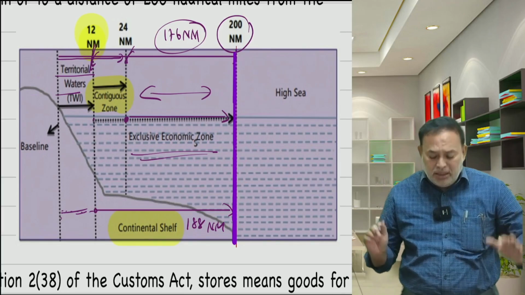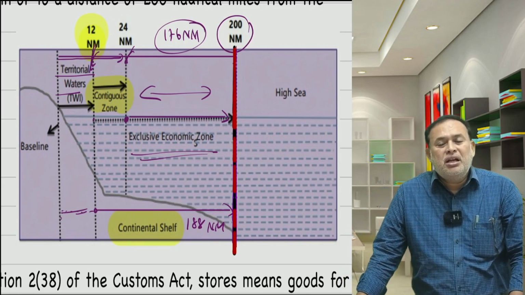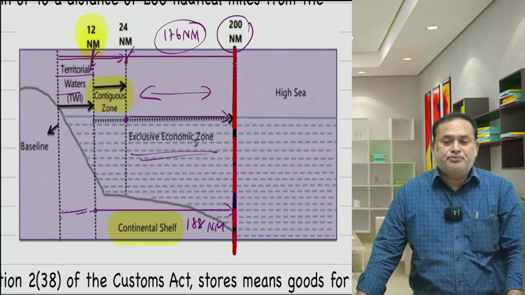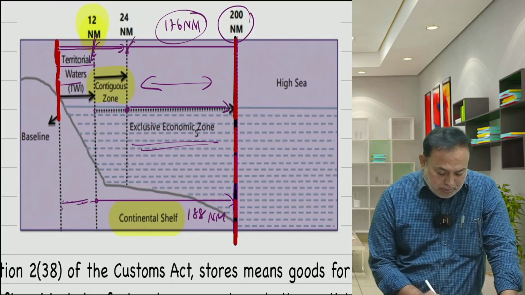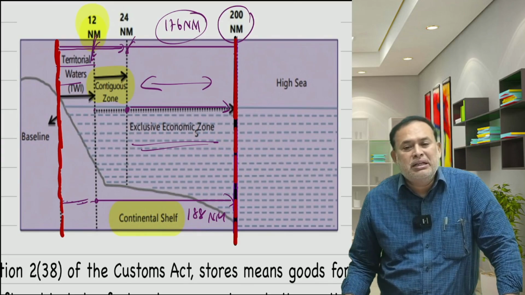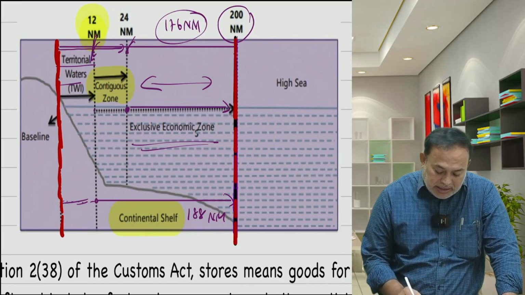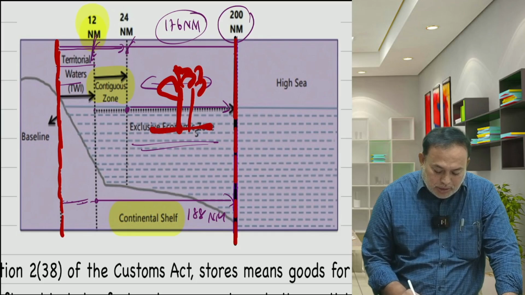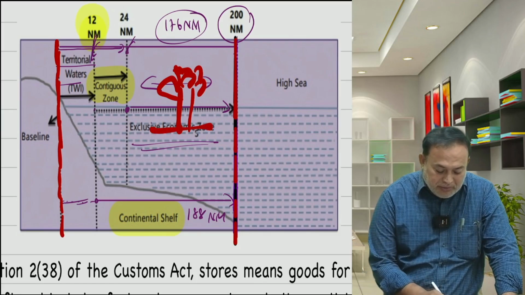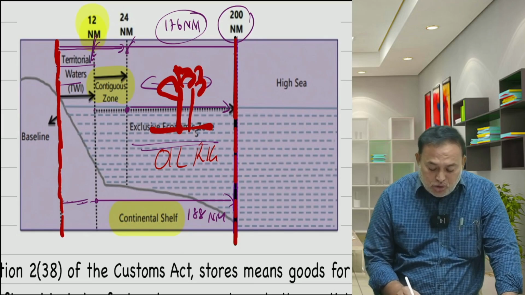So as a whole I can say, up to this particular point I used to say deemed territory of India. The entire thing from the baseline to 200 nautical miles is called deemed territory of India. Deemed territory means, if I have an oil rig in the exclusive economic zone, assume here is an oil rig. Where is it located? This oil rig is located within the 200 nautical miles.